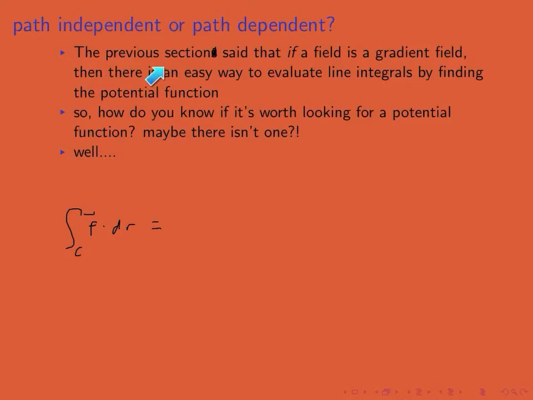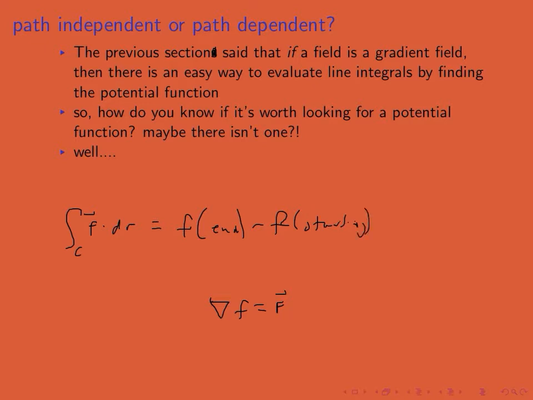In the previous section, we saw that if a field is a gradient field, then there's a nice way to calculate a line integral by finding a potential function. That is, if this vector field F is a gradient field, which means that the gradient of some function little f is the vector field big F, then I can evaluate this line integral simply by taking little f of the end point minus f of the starting point.